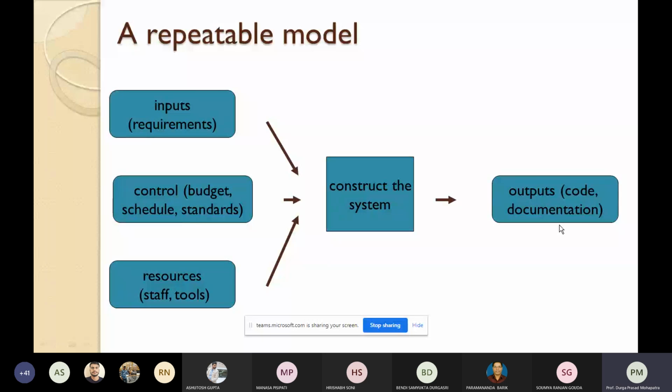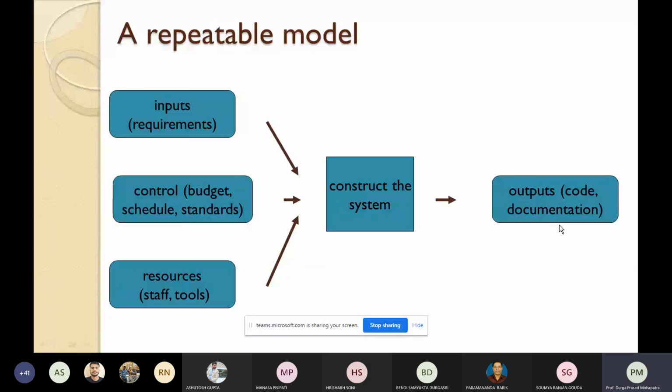CMMI is suitable for large organizations. For example, larger organizations need special quality assurance and process improvement groups. CMMI might be suitable for those organizations.